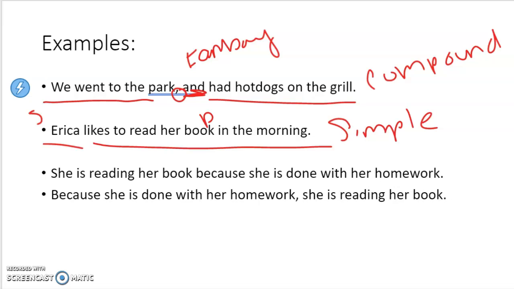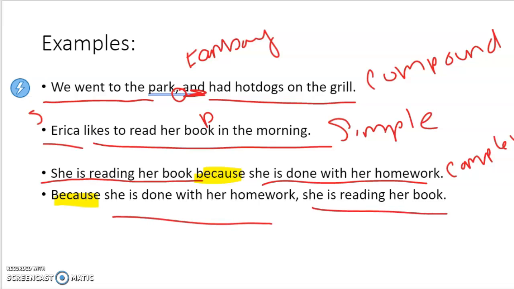Now look at our next two. She is reading her book because she is done with her homework. We have one idea, another idea, and we have a subordinating conjunction. So this is complex. However, this sentence can be reversed and still be complex. Because, here's our subordinating conjunction again, she is done with her homework, she is reading her book. Here are our two different ideas added together. So notice that the subordinating conjunction can be in the middle, it can be at the beginning. However, they both are still complex.